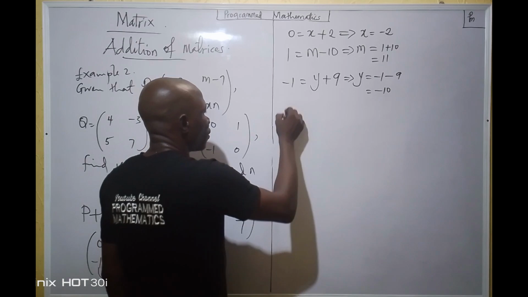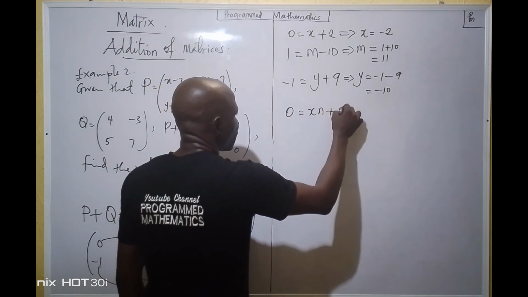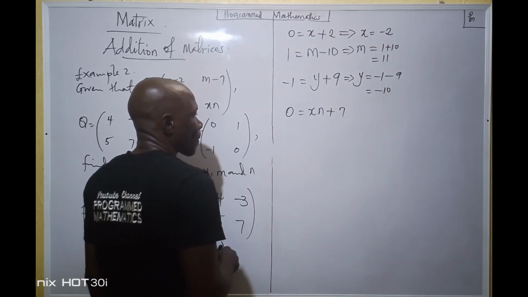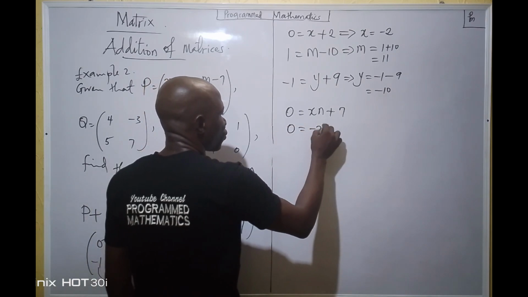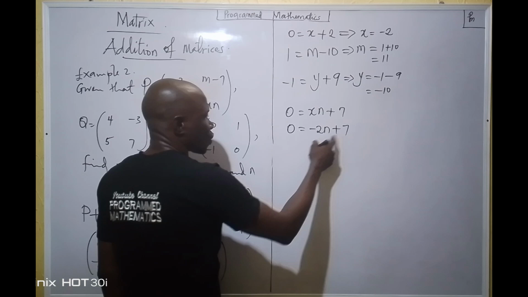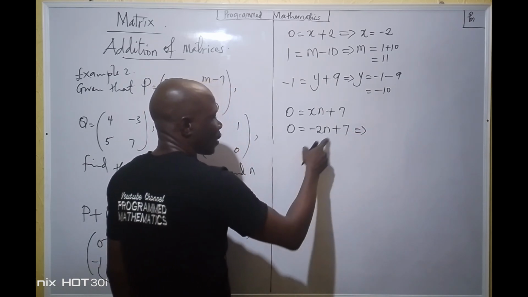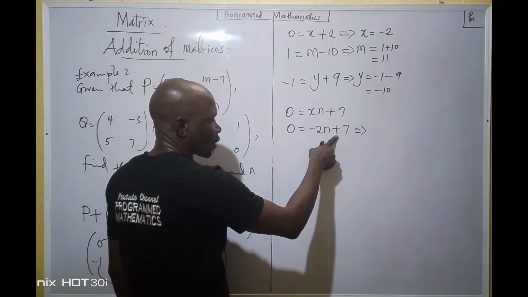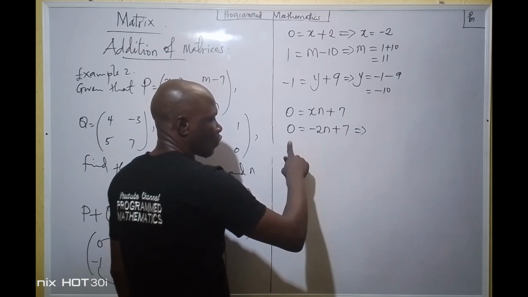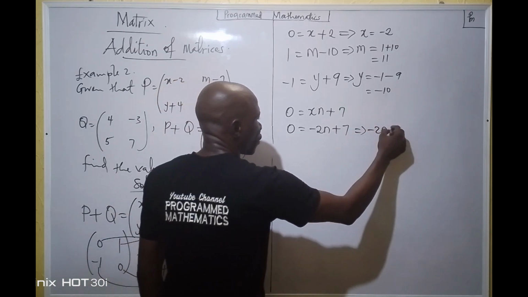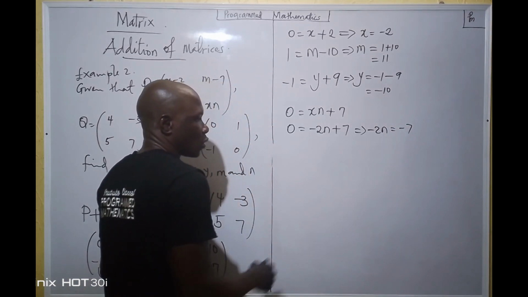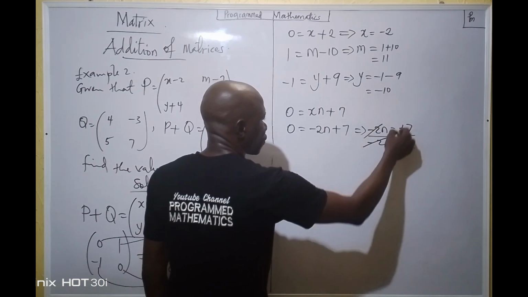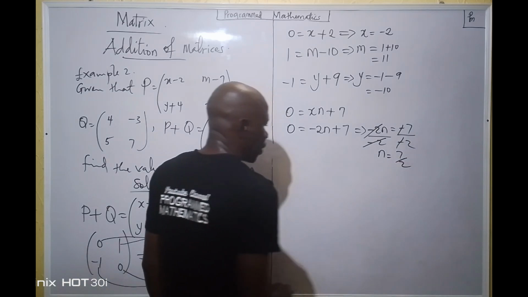So which means here 0 equals xn plus 7. Don't forget, already we have x to be negative 2 up here. Alright, so we can say 0 equals minus 2n plus 7. So if we need to solve this equation, this will imply that we'll bring the 7 back to this side, or subtract 7 from both sides. So this will mean minus 2n equals minus 7. And to get n here, we divide both sides by minus 2. So minus cancel minus, n equals 7 over 2.